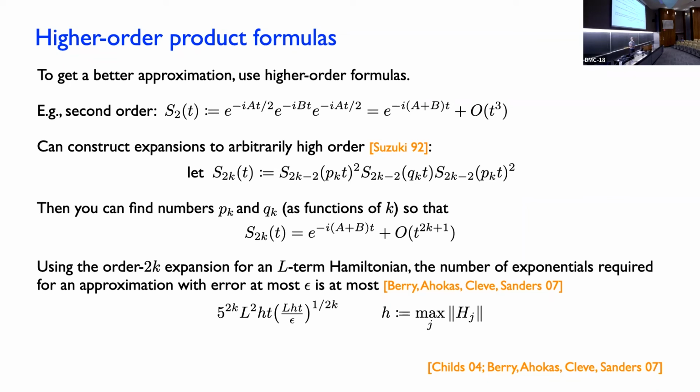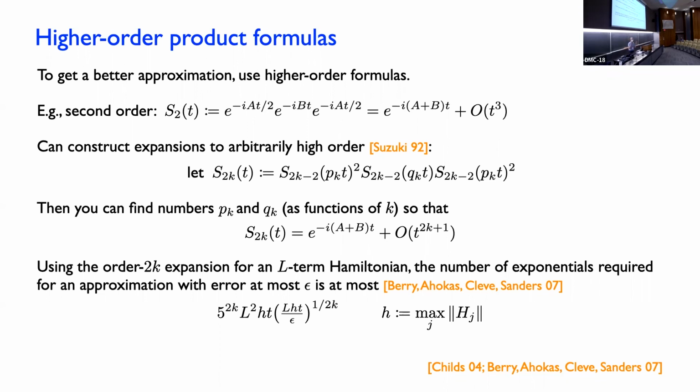I write 2k just because these Suzuki formulas happen to have even order. So that's getting closer and closer to linear in t as you go to larger and larger k. So you might think, okay, if I want to have a really efficient simulation, I should just go to really large k. And also, by the way, the epsilon dependence is getting better and better as k gets larger and larger. It's going like 1 over epsilon to the 1 over 2k. So the scaling with epsilon is milder and milder as you take k to be bigger and bigger.